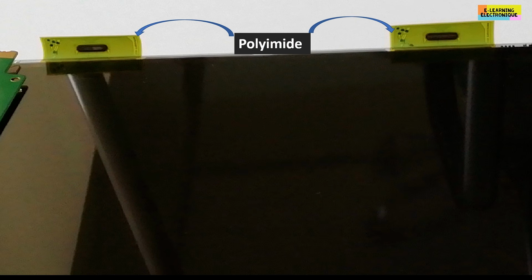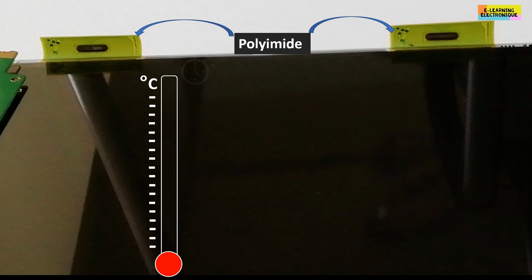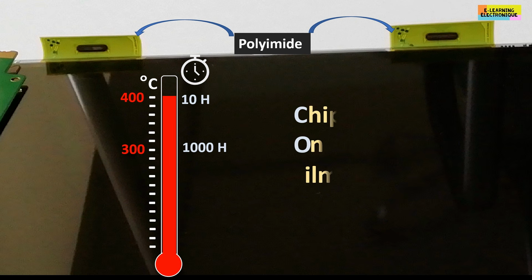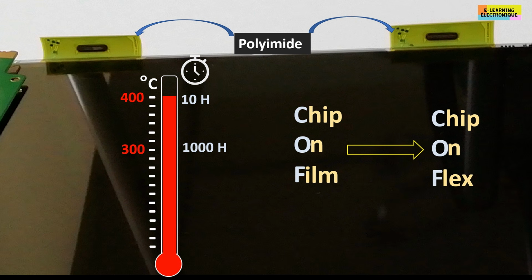We see in this example the location of two COF of gate driver placed on one side of the screen. The plastic material used is made of a polyimide, one of whose characteristics is to be thermostable. It does not vary during 1000 hours at 300 degrees Celsius or during 10 hours at 400 degrees. As it is flexible, this technology is also called chip on flex.